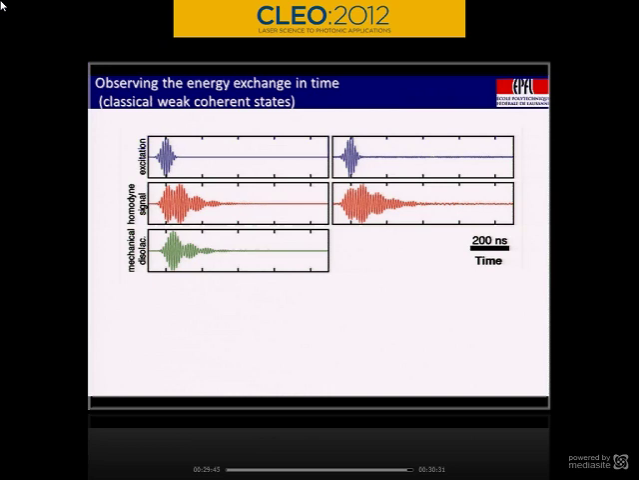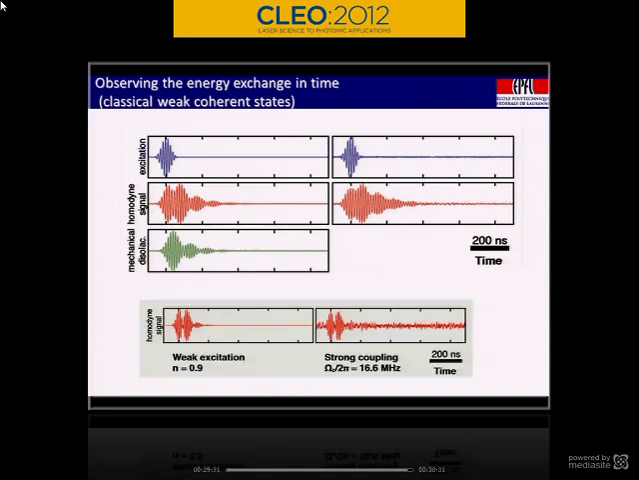Now, if you were to do this experiment, instead of with very weak coherent states, rather with single photon sources, this could provide a very interesting outlook for the future, because it could allow you to, for instance, swap a single photon into a phonon and thereby create, for instance, non-classical states of mechanical motion and really use the quantum properties of the mechanical oscillator.